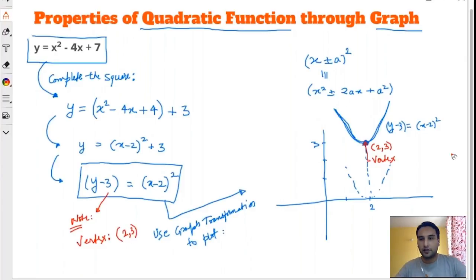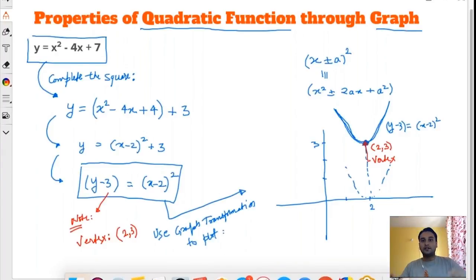Any doubt till here? Look at this. Suddenly, you have found a way to plot any quadratic graph. Actually, quadratic should be learnt like this. This is quadratic, okay? Now you will see, you will do the entire quadratic just by using this.